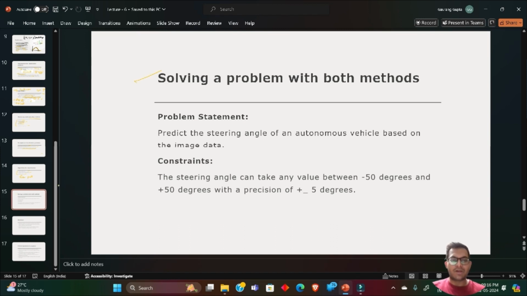Now let's move on to the next topic, which is solving a problem with both classification and regression approaches. So what is the problem? The problem is that you have to predict the steering angle of an autonomous vehicle based on the image data. So what will you be given? You will be given different configurations of the steering wheel.